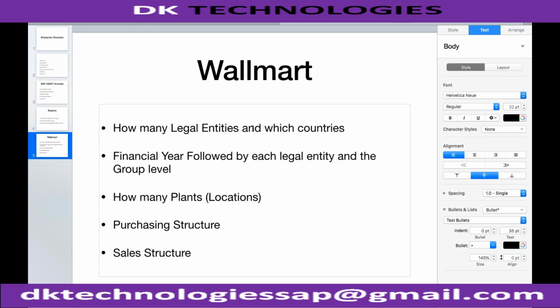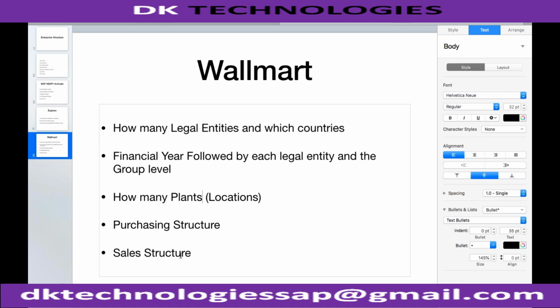So these are the few questions based on which our enterprise structure would be decided. Our target is, at the end of tomorrow, we should have the high level enterprise structure where we know how many legal entities we need to create. For each and every legal entity, what would be the financial year that they will follow? How many plants need to be created? Based on the purchasing structure, we will decide how many purchasing organizations and purchasing groups need to be created. Based on the sales structure, we will decide how many sales organizations, divisions, distribution channels, sales offices, and sales groups.